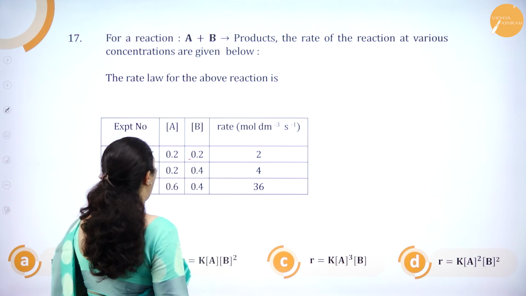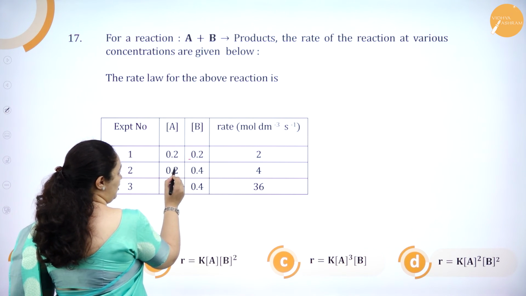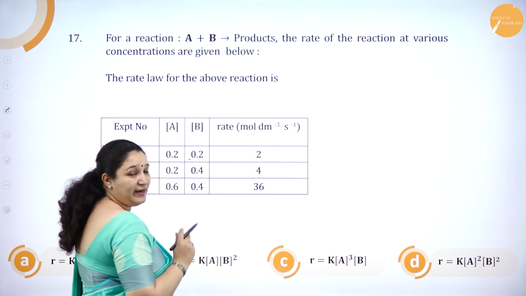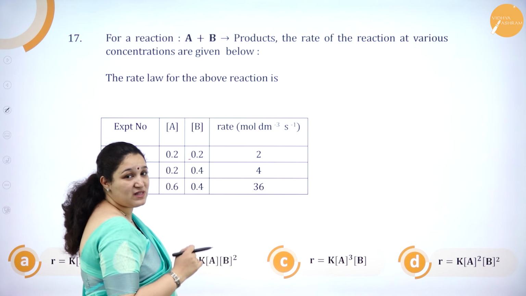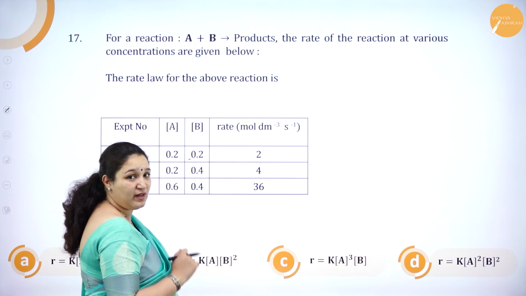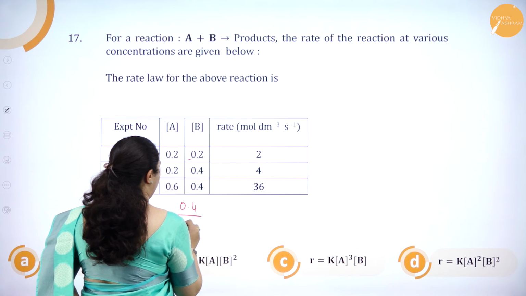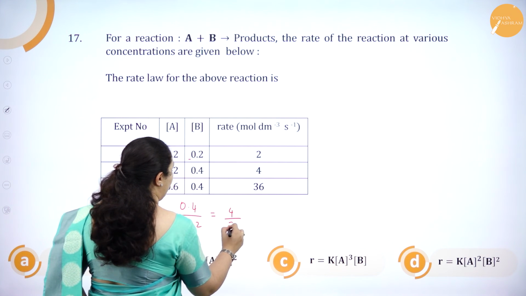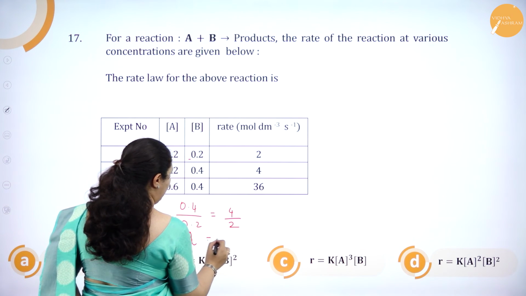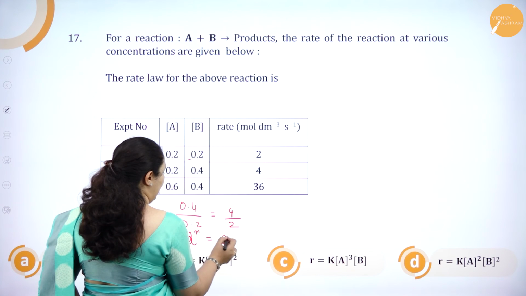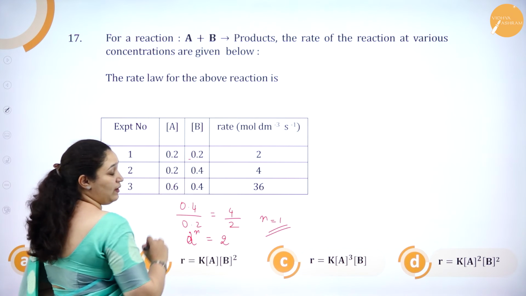But if you see experiment 2, the molar concentration of A is kept constant, B is doubled, 0.2 has become 0.4. So the rate has also doubled. That means it is a first order reaction, correct? No, here 0.4 by 0.2, 4 by 2. So this is 2 and this also is 2. 2 to the power n is 2. So n is equal to 1. So the order with respect to B is 1.